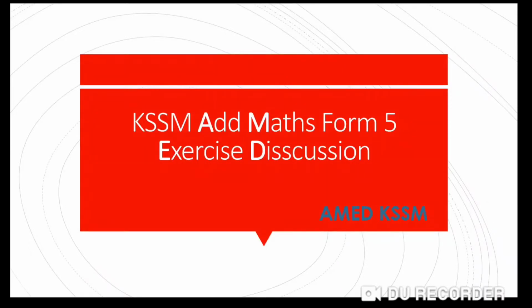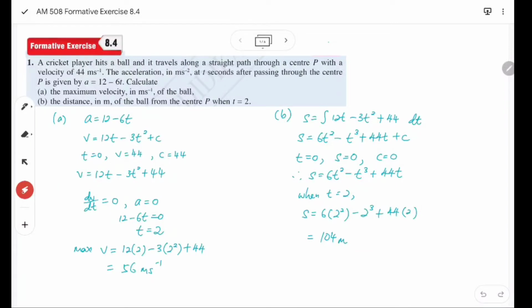I'm Madam Wong here. Formative Exercise 8.4. Number 1. A cricket player hits a ball and it travels along a straight path through a center P with a velocity of 44 meters per second.